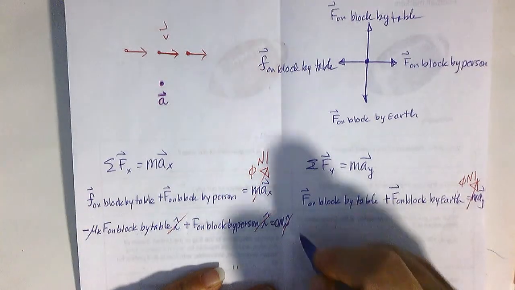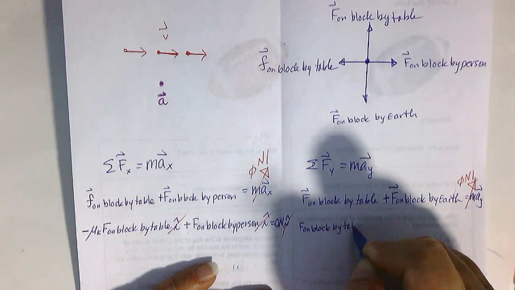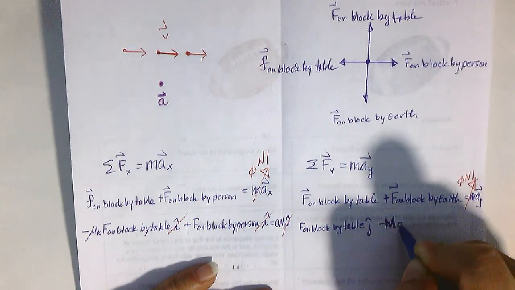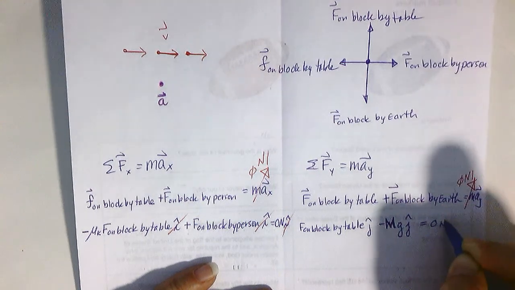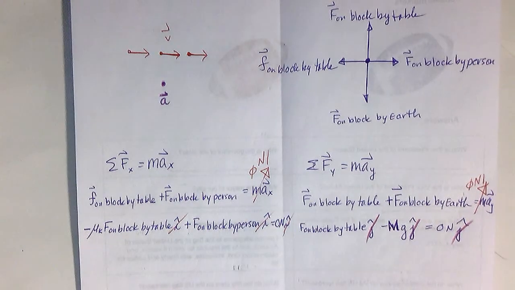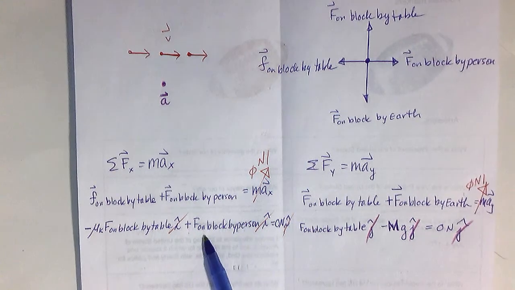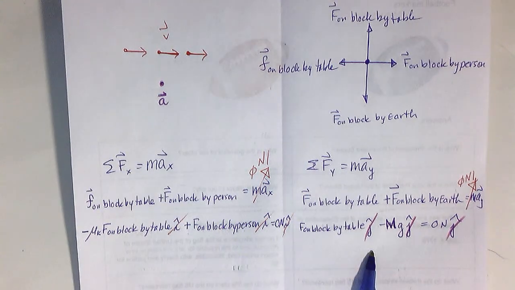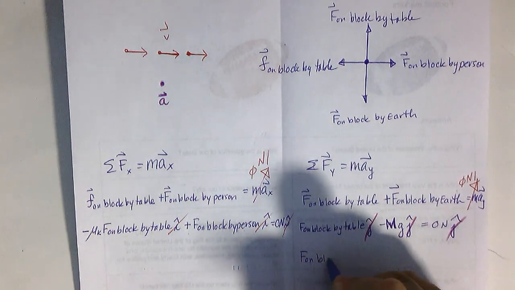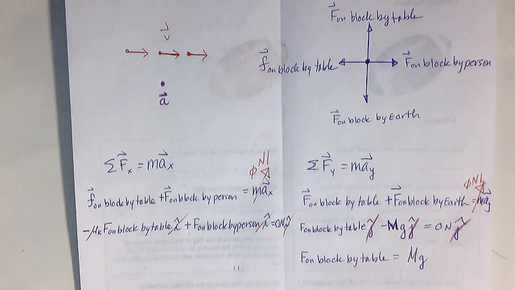Okay, substituting in magnitude and direction, I have force on block by table j-hat minus capital M g j-hat is equal to 0 newtons j-hat. The j-hats cancel out. And I have to do that because if I'm going to substitute in the magnitude of the normal force over here, I can't have the j-hats. The j-hat is a direction. Okay, solving for the magnitude of the normal force, I have force on block by table is equal to mg.